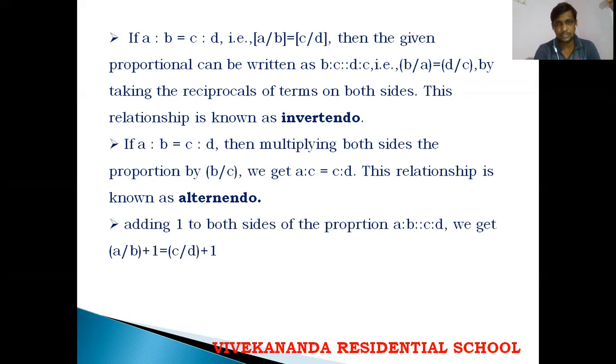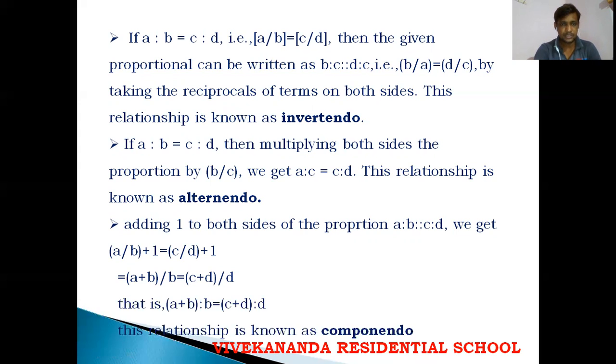By adding 1 to both sides of the proportion A is to B equal to C is to D, we'll get A by B plus 1 equal to C by D plus 1. Then that's equal to, if I am taking the LCM and after simplification, A plus B by B is equal to C plus D by D. That is, A plus B is to B is equal to C plus D is to D. This proportion is known as componendo.